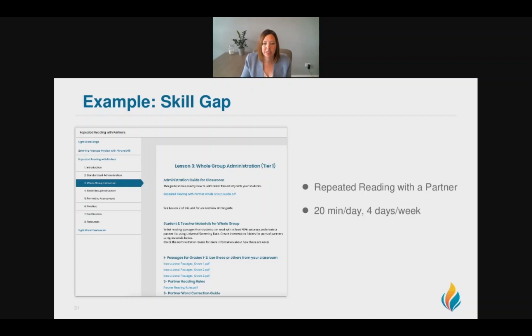And here's an example of a skill gap. We might have identified reading fluency, for instance, at fourth grade in the fall. We did universal screening and identified reading fluency as something that a lot of students continue to need additional support for. This is an example of an intervention within the FastBridge system for repeated reading with a partner. It can be used either whole group or in small group instruction. The teacher implements it 20 minutes per day, 4 days a week. So you can identify specific skill gaps based on your universal screening data.